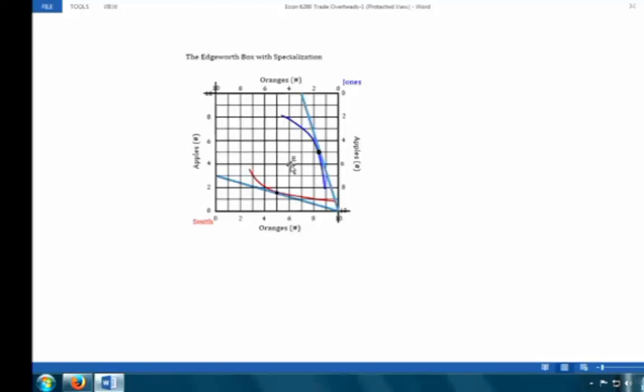So through specialization and trade, both parties can actually increase their well-being. And we have more goods to go around. We have well-being rising, standards of living for the two rising, all a result of specialization in the comparative advantage good and trading it. And that's a pretty remarkable result. Let's look at another graph.